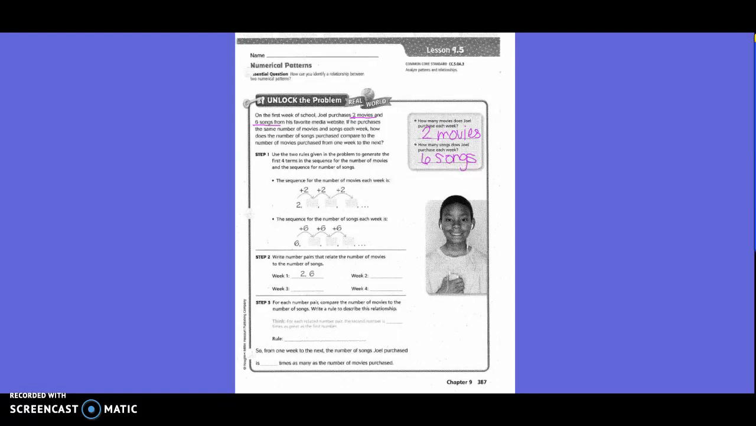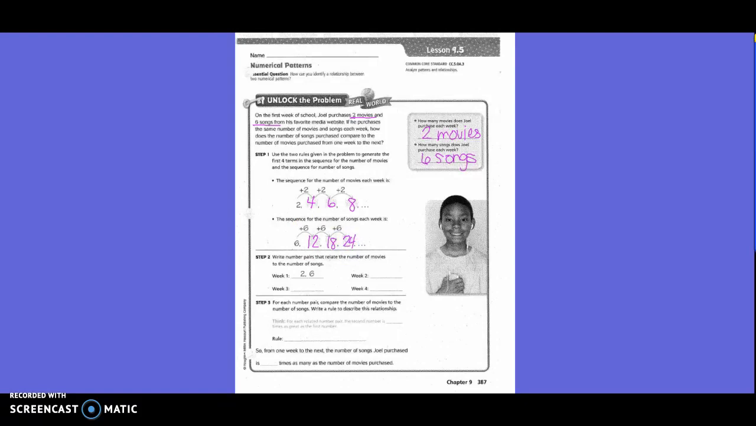Step 1, use the 2 rules given in the problem to generate the first 4 terms in the sequence for the number of movies and the sequence for the number of songs. So the sequence for the number of movies each week is, you start with 2, and then you add how much each time? 2. So 2, 4, 6, 8, and so on. The sequence for the number of songs each week is 6, and then we add how much? 6, so 6, 12, 18, 24, and so on.